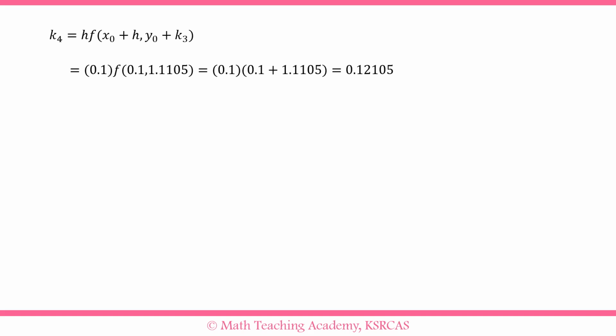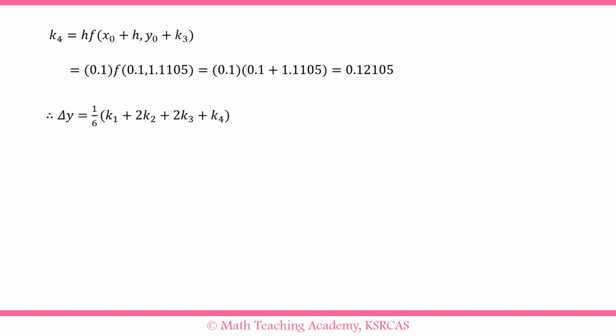Find K4 value. K4 equal to h into f of x naught plus h comma y naught plus K3. H value is 0.1 into f of x naught plus h, that is 0.1 comma y naught plus K3 value is 1.1105. So the final answer is 0.12105.